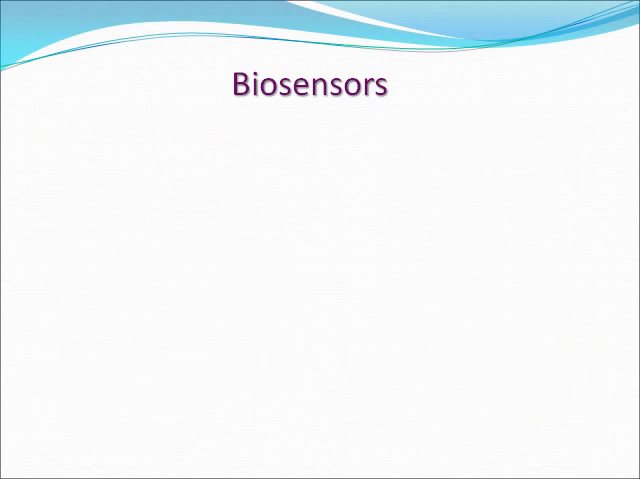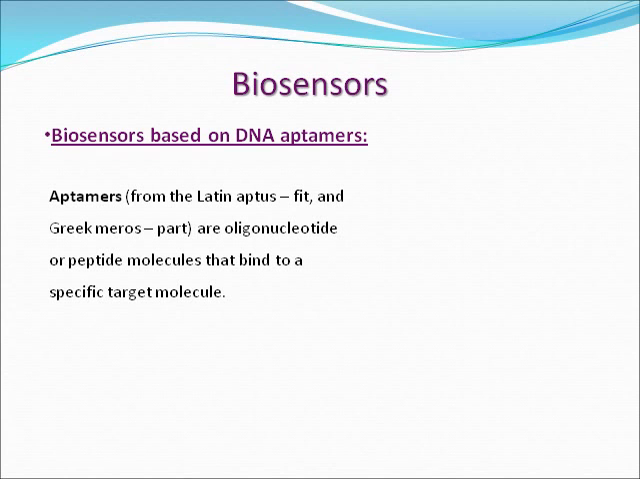The last type of biosensors I'm going to present is biosensors based on DNA aptamers. So first, the name aptamer, it comes from the Latin aptus, which means to fit, and the Greek meros, which means part. They are oligonucleotide or peptide molecules that bind to a specific target molecule.